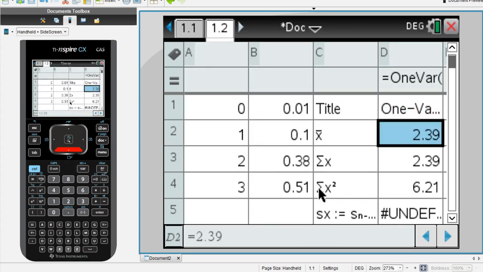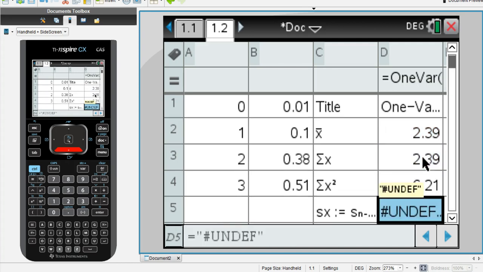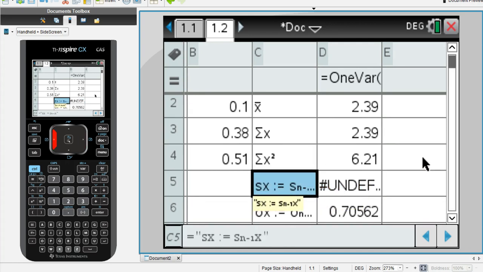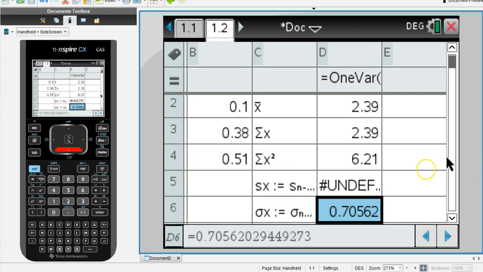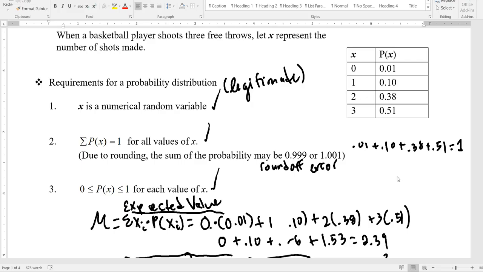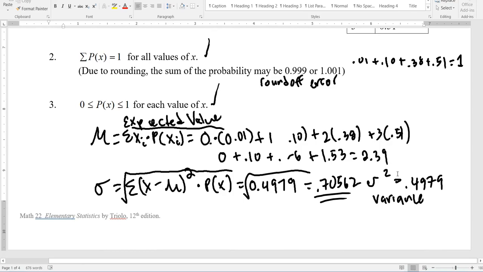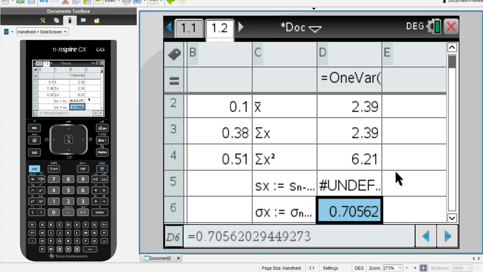Is that the mean we got? 2.39? Is that the standard deviation we got? I don't know. That's weird. Oh, that's undefined because this is the population. This is the true standard deviation from his probabilities. Okay. Is that the standard deviation we got? 0.70562? Hey, look at that. Feeling pretty good about this.